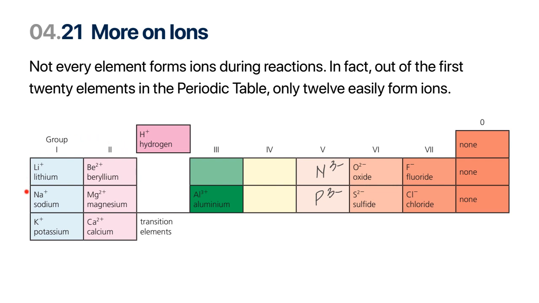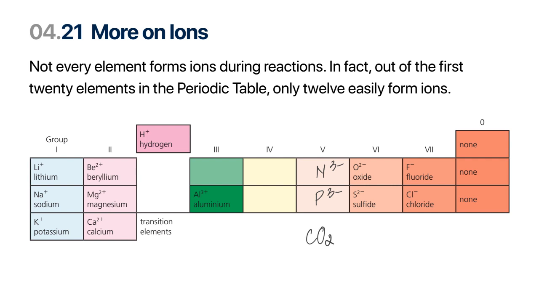Only on the left hand side of the periodic table do you have positively charged ions, and only on the right hand side do you have negatively charged ions. The left side are all metals, and the right side are all non-metals. It's always a marriage of a metal to a non-metal that forms an ionic compound. If you see something like carbon dioxide, is that an ionic compound?